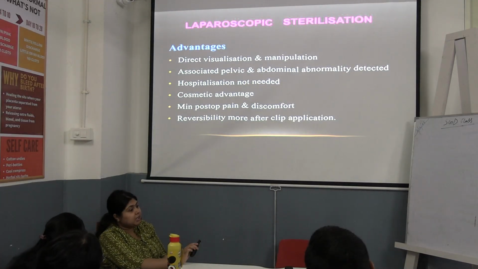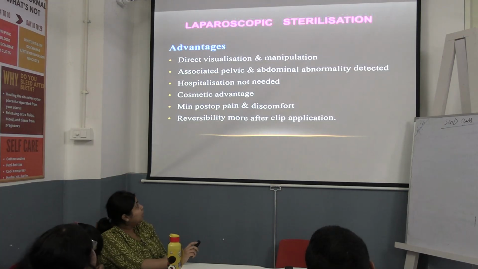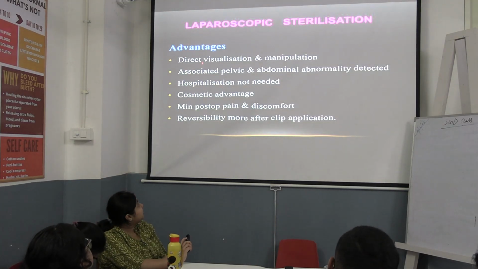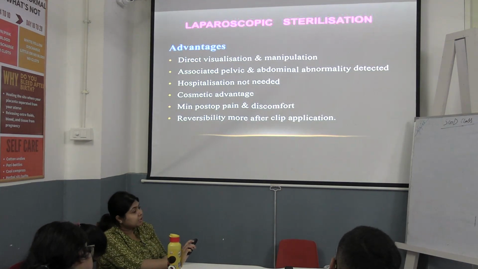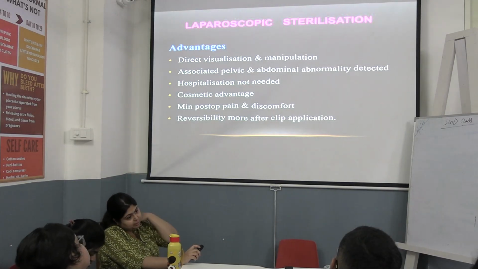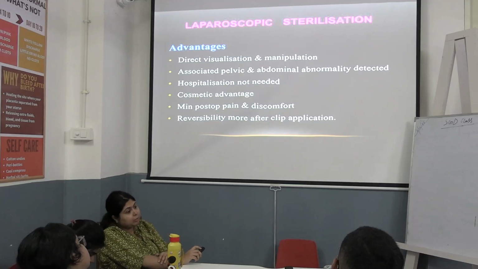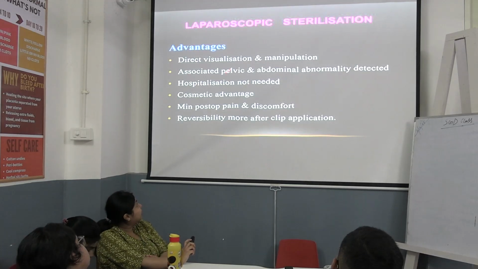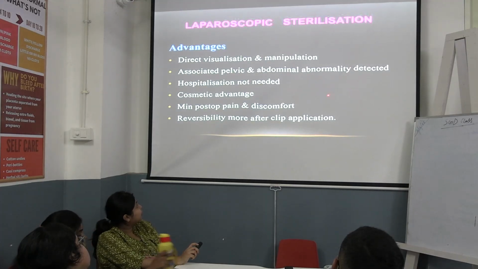Now, laparoscopic sterilization. What are the advantages of laparoscopic sterilization? We can directly visualize the tubes and manipulate them. In case there is any adhesion or any tubo-ovarian mass, we can easily operate and manipulate the tube. If any pelvic or abdominal abnormality is detected, it can be easily treated at the same point of time.